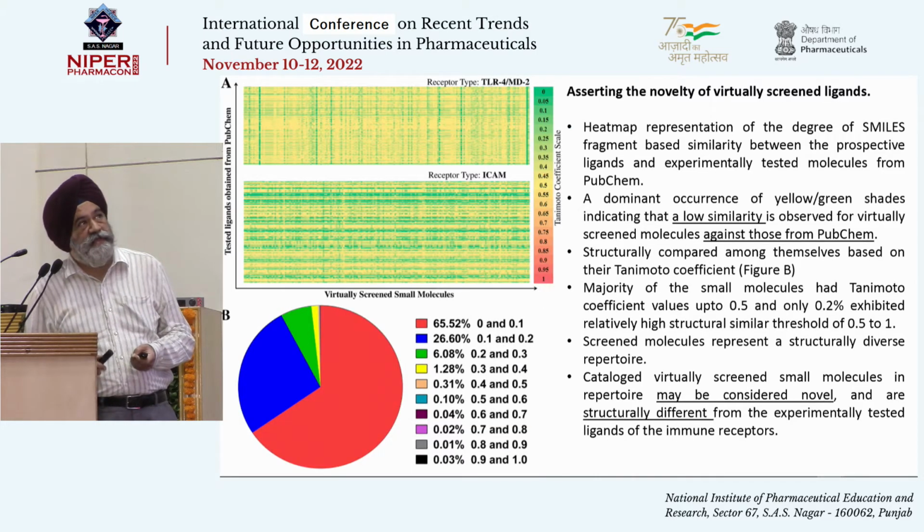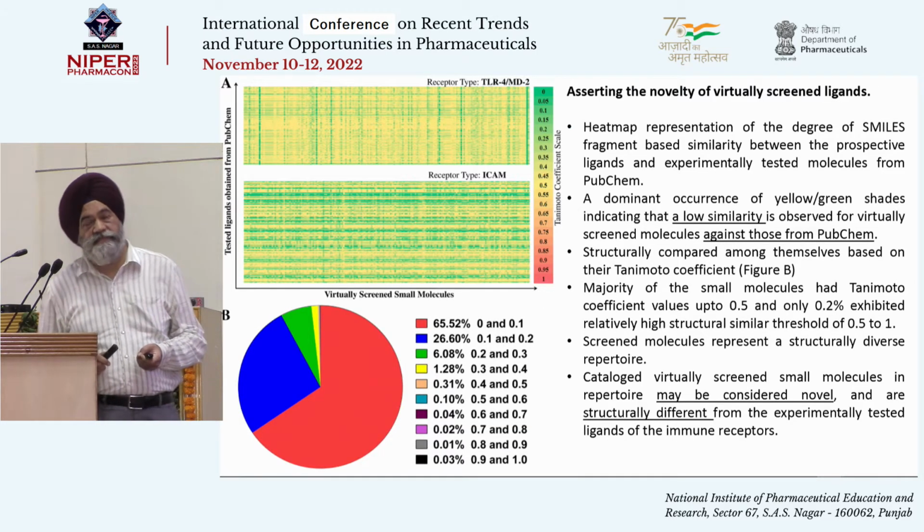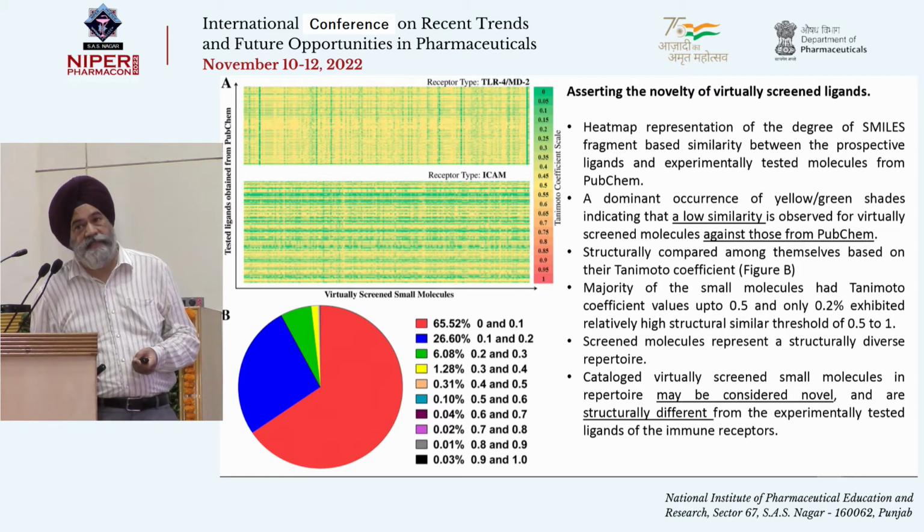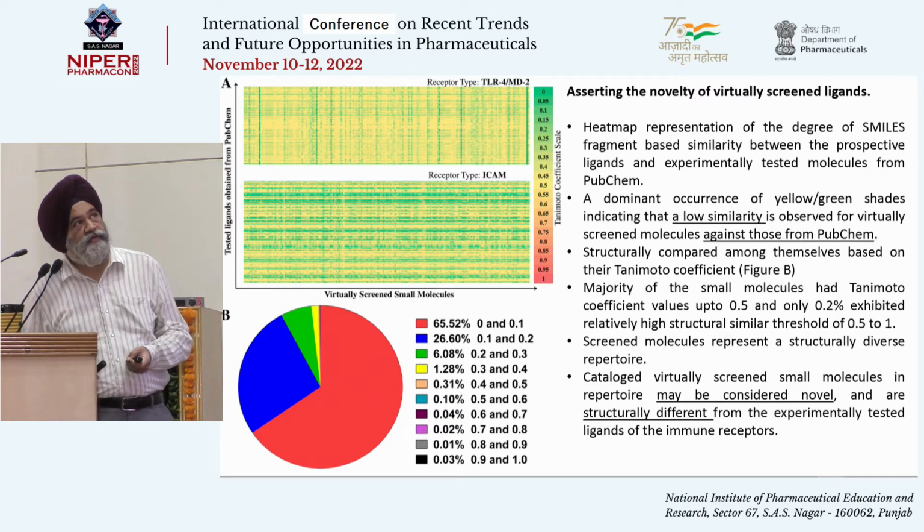And further, we analyzed whether this database has novelty. So this is a heat map. It represents degrees of SMILES fragments, based on the similarity between the prospective ligands which we have chosen and the experimentally tested molecules from PubChem. So we have taken these experimentally tested molecules from PubChem, and then we tried to see what similarities they have.